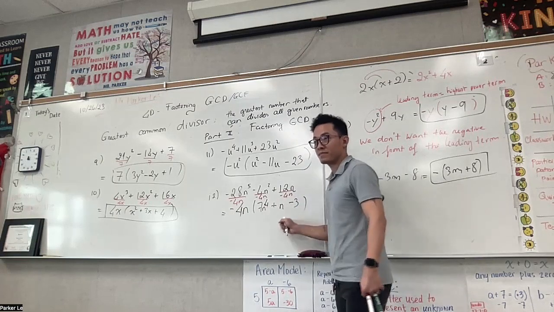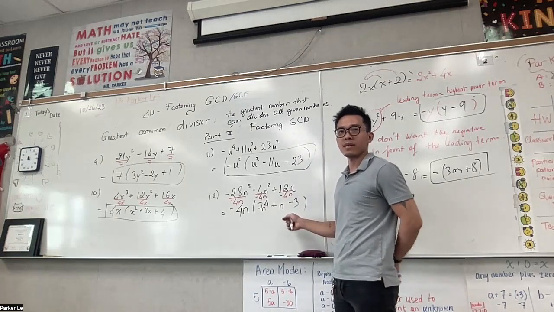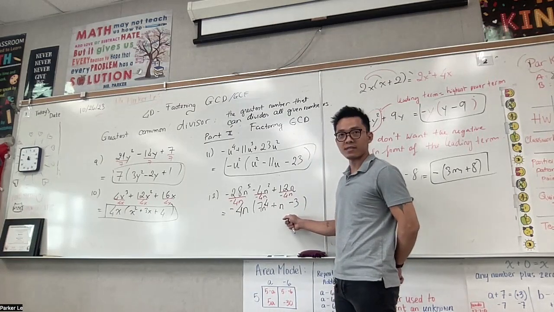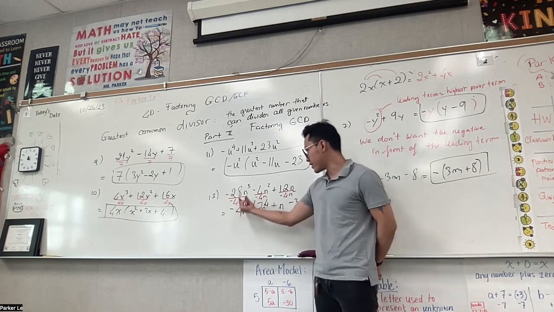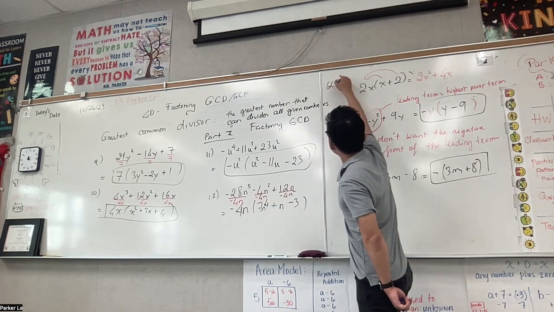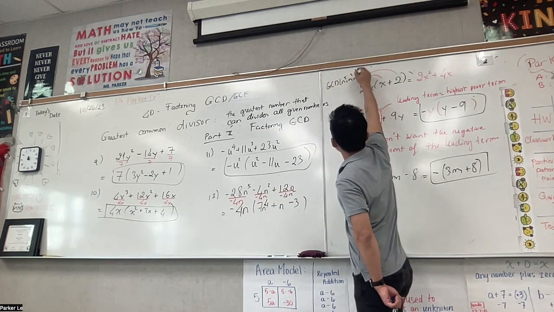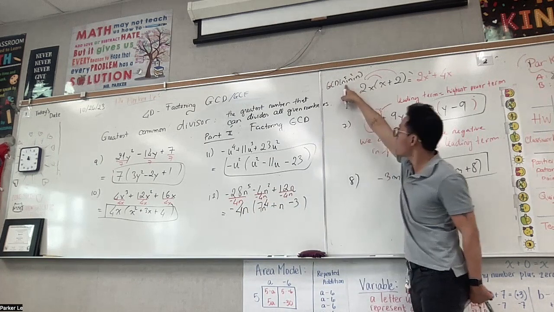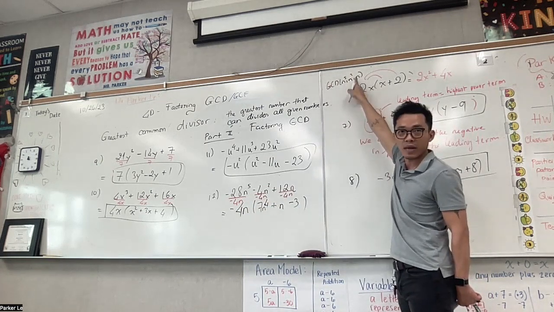You're doing the end. You got GCD. The GCD of the letter is n. You got this one, n. N phi, n squared, and n. Think about this. They all can divide by n. So n is the greatest one.